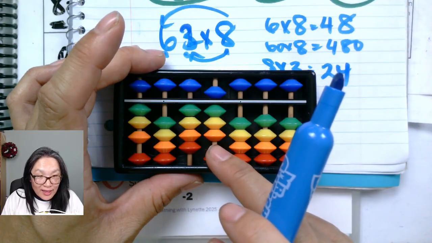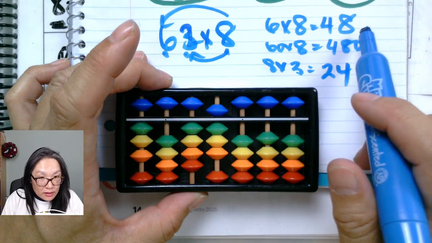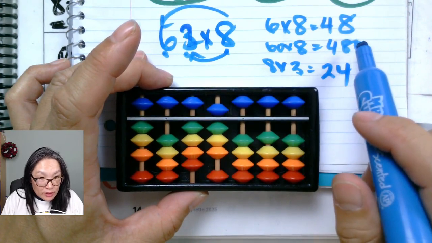New math is lame. 68. Yeah, 480. Yeah, 48. New math is lame. Carrie, yes, Brent.